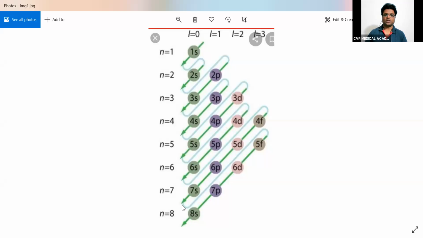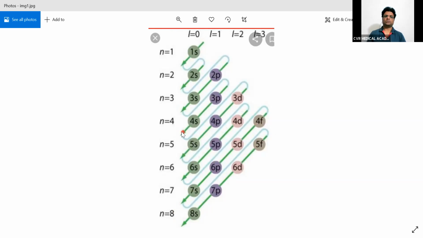So here it is, the Aufbau diagram, just look at this, no need to copy. First 1s followed by 2s, then 2p, then 3s, 3p, 4s, 3d, 4p, 5s, 4d, 5p, 6s, 4f, 5d, 6p, 7s, 5f, 6d, 7p, and 8s finally. Okay, so this is all clear.